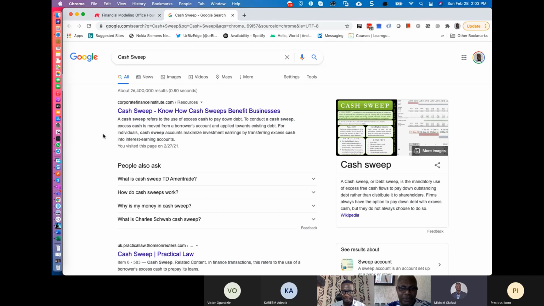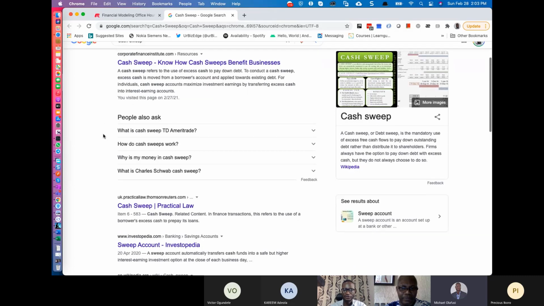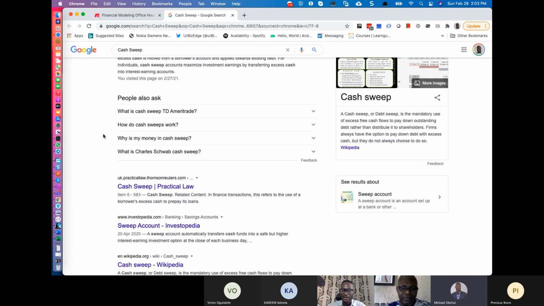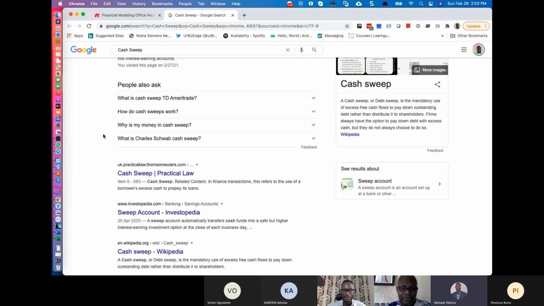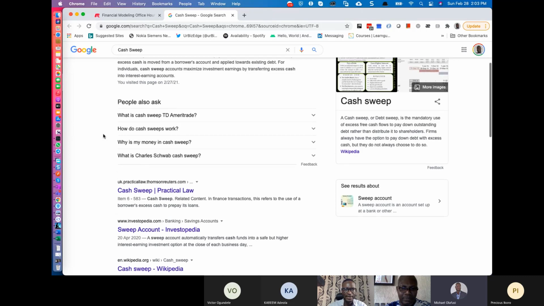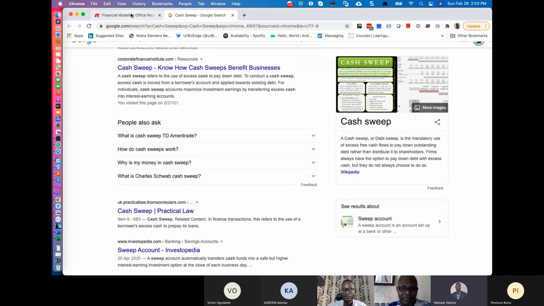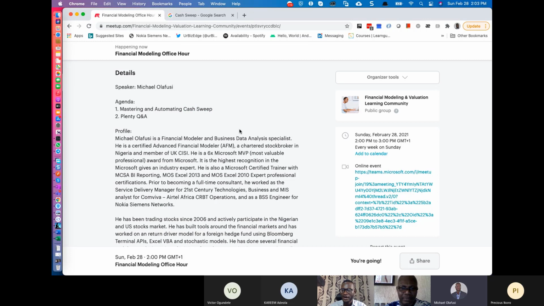And some loan covenants, some kinds of loans too, will come with the terms of you having a cash sweep embedded. So we are going to build a cash sweep from scratch.